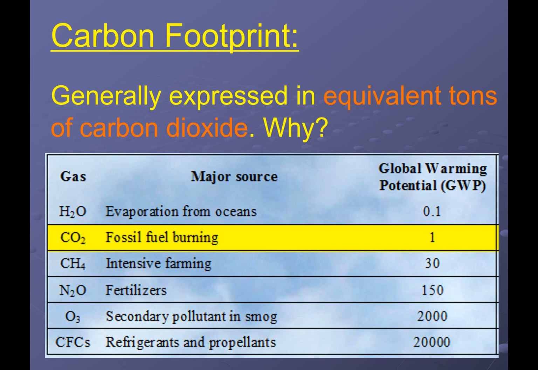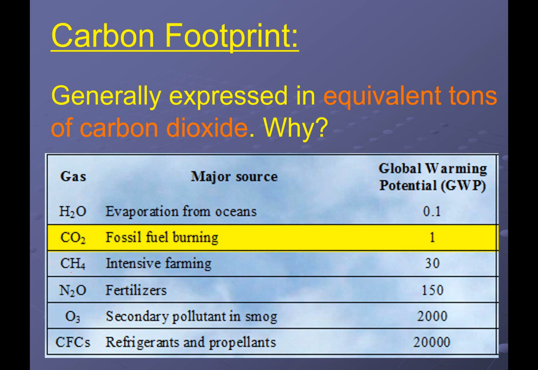Every one of these has a global warming potential. We're going to also call this a greenhouse factor in our notes later on. Basically, we're going to set CO2 as our standard. CO2 has a global warming potential of 1, or a greenhouse factor of 1. Water, even though it is our most common greenhouse gas, the most abundant gas inside our atmosphere, which we naturally get from evaporation from oceans, only has a global warming potential of 0.1. So I need 10 water molecules to be equivalent to 1 CO2.